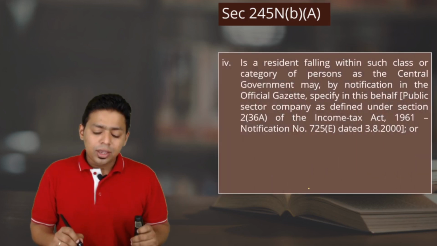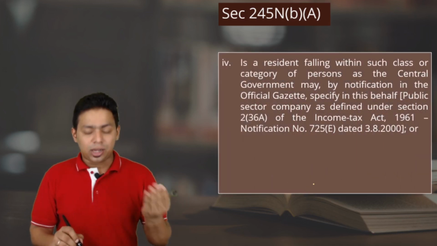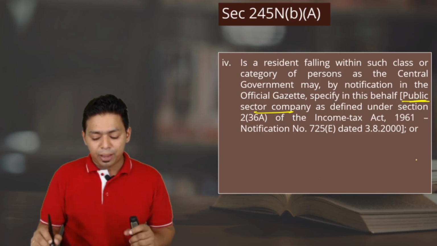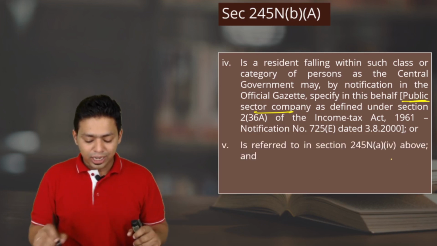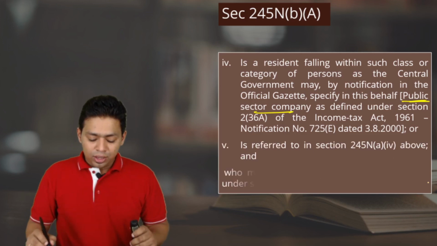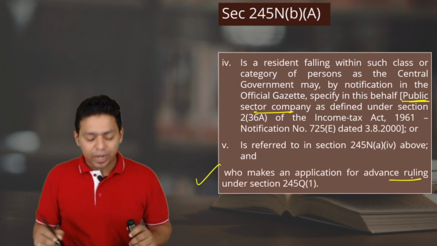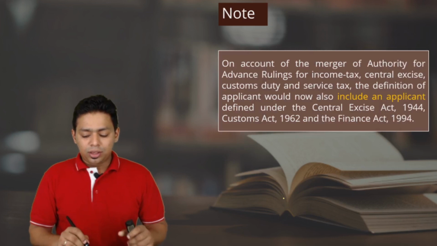Large corporate. And the fourth one is a public sector company, as I have told you, applicable to a public sector company that is also notified, who makes an application for advance ruling. So this is an application.